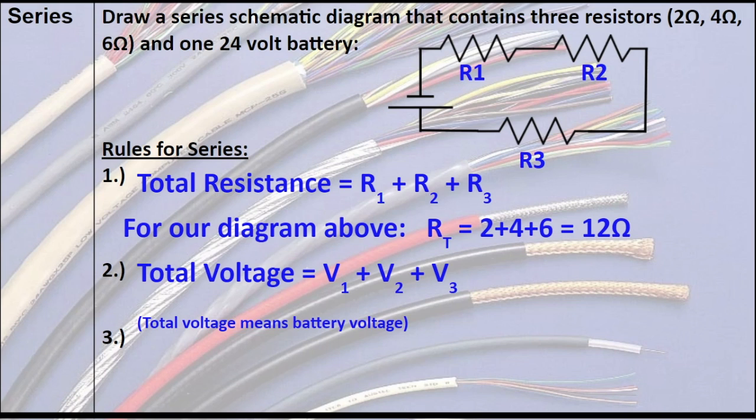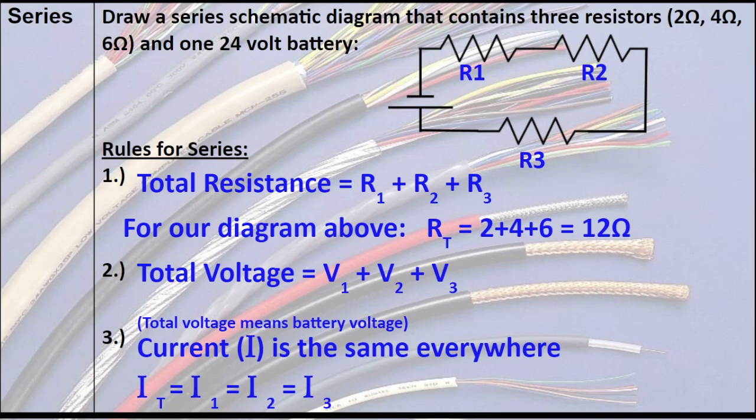Next, we want to figure out the total voltage. So in other words, how much energy is that battery supplying? Well, the total voltage is going to be equal to the voltage that R1 is using plus the voltage that R2 is using plus the voltage that R3 is using, which really just means that the total voltage of the battery is being split between all 3 of those resistors.